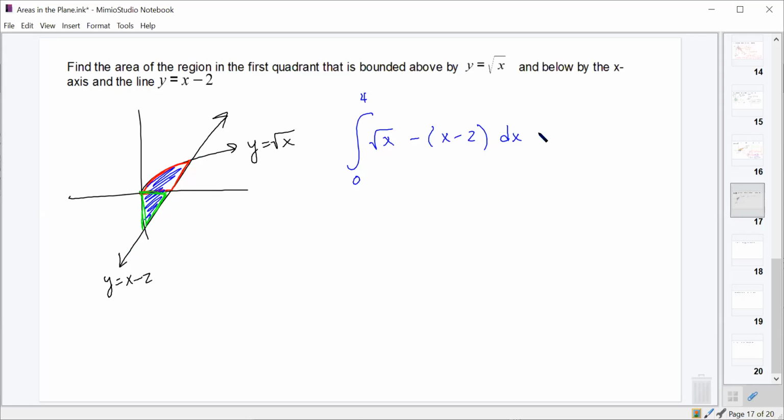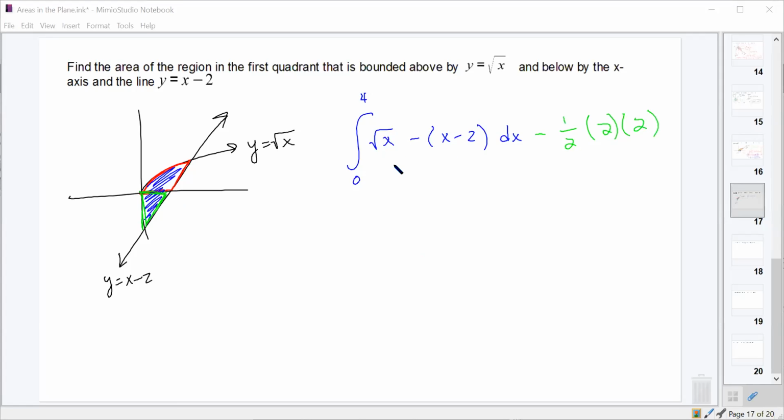And that's going to be all this in blue, but I need to take into account this. Well, what is this? This is a triangle. Minus 1/2 the base times the height. Well, what's the base? 2. And what's the height? 2. So that should make life a little bit easier, shouldn't it? Hopefully. I hope so.